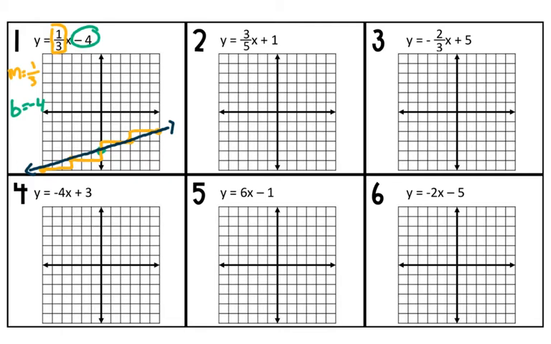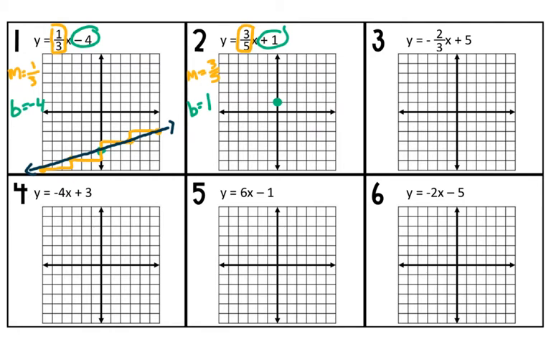Okay, let's try the next one. So I need to find my slope. So that's the coefficient here in front of x and my y-intercept. So my slope is 3/5, and my y-intercept is +1 this time. So step 2 is to plot the y-intercept first. So I need to plot 1 on the y-axis. Okay, that's always going to be your starting point.